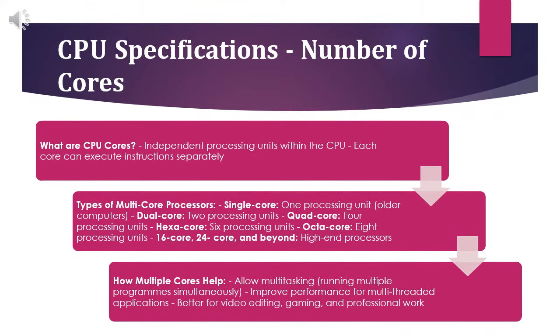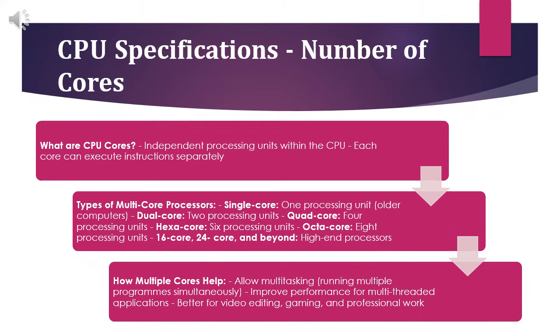Now let's talk about CPU cores. You can think of cores as individual brains within the processor. A CPU with more cores can handle more tasks at the same time because each core works as its own independent processing unit.